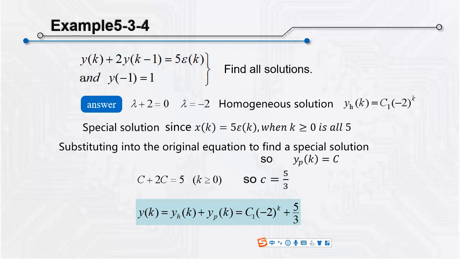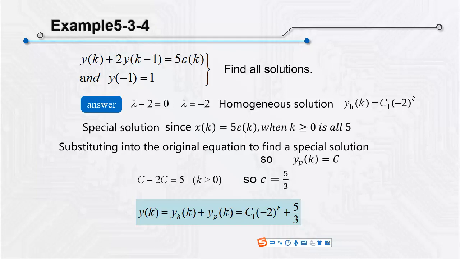According to the excitation, which is 5 times epsilon of k, its particular solution is a constant. Let's say that yp of k is equal to c. How do we determine the undetermined constant c? We need to bring it into the original difference equation to determine the exact value of the particular solution. You can see that c is equal to 5/3.